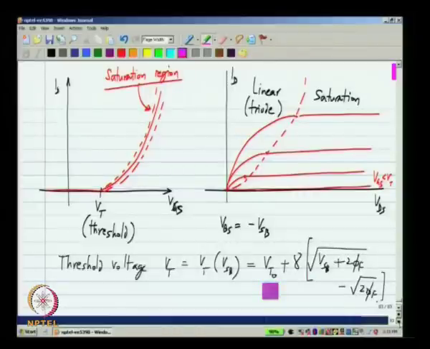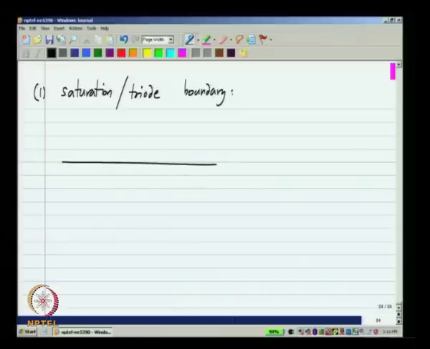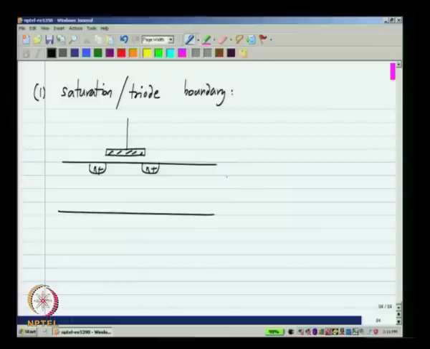Now, what does this mean? Let us try and make intuitive sense of these model equations that we have written so far. First of all, the saturation triode boundary. What does it mean? I think again you will be familiar with the operation of the MOS transistor from basic devices courses. This is the NMOS transistor.